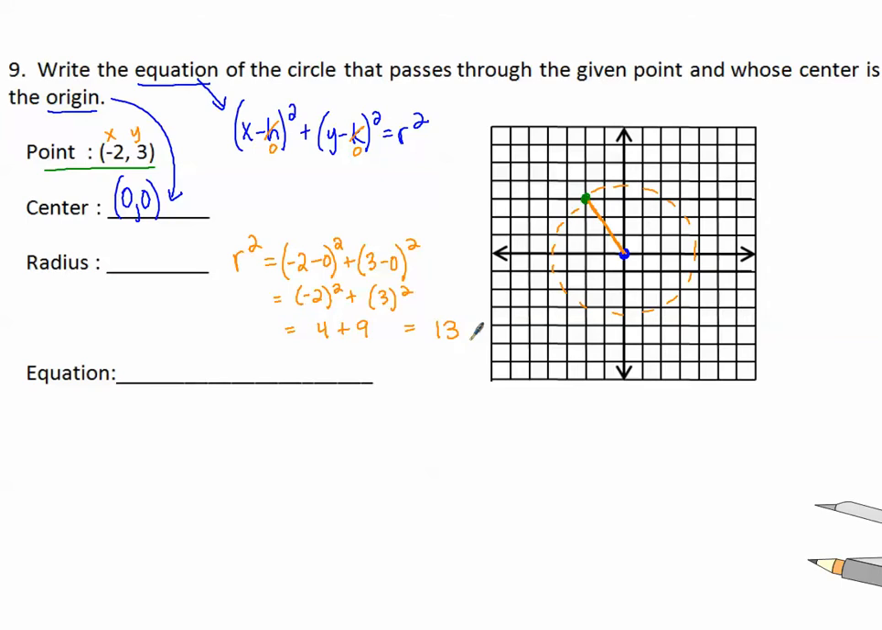Now, ultimately, we need the equation. We don't need the radius. But we may be asked at some point also, how much is the radius? So the radius is the square root of our r^2, sorry, the square root of 13. But what do we need in our equation? The r^2. So let's write our equation. (x - 0), which is just x, squared, plus (y - 0), which is just y, squared, equals r^2, which is 13. And there you have it.